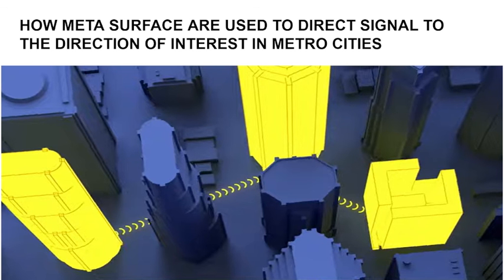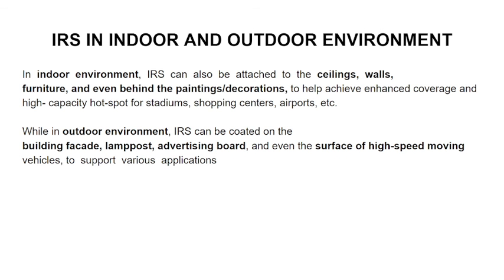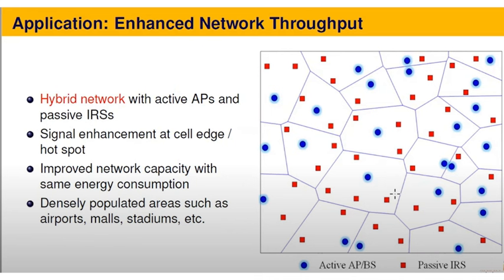How metasurfaces are used to direct signals to the direction of interest in metro cities. IRS in indoor and outdoor environments. In indoor environments, IRS can be attached to ceilings, walls, furniture, and even behind painting decorations to achieve enhanced coverage and high-capacity hotspots for stadiums, shopping centers, and airports. While in outdoor environments, IRS can be coated on building facades, lamp posts, advertisement boards, and even the surface of high-speed moving vehicles to support various applications.